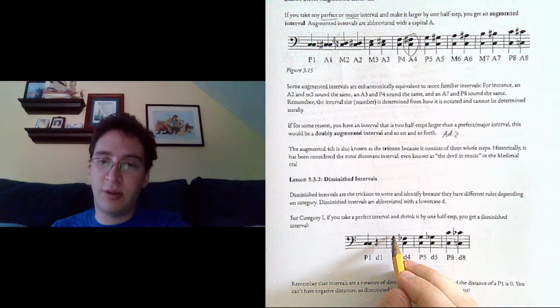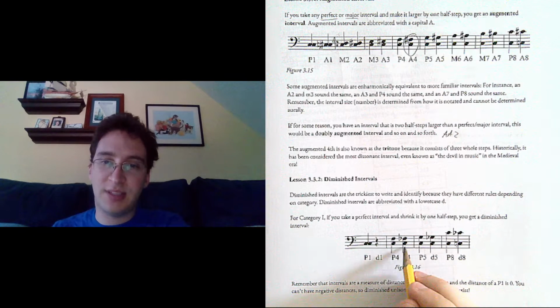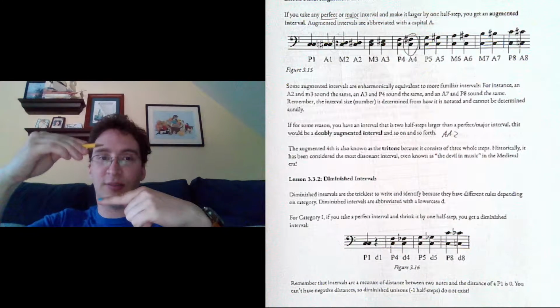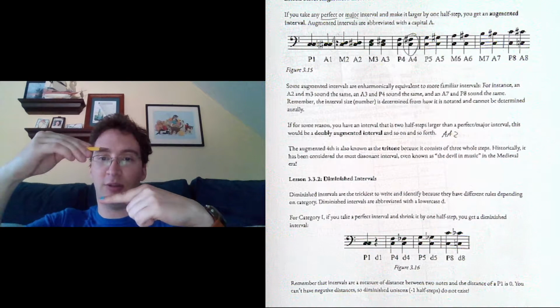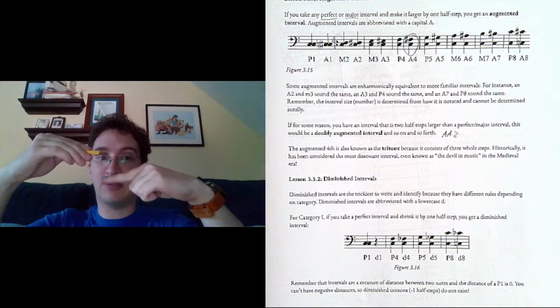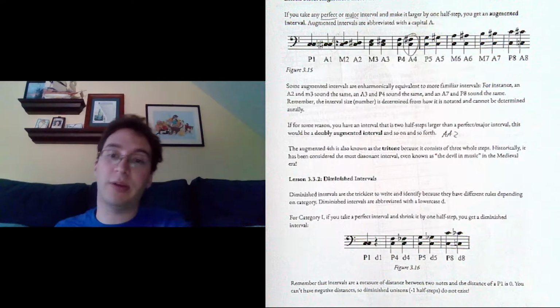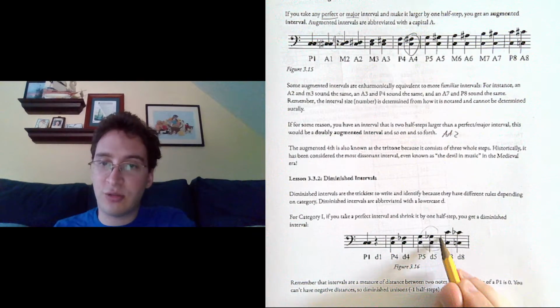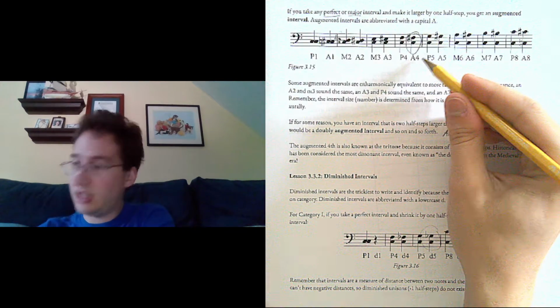So perfect fourth, shrink it by half step, C to F flat, you get a diminished fourth. You could also go the other way. This is bringing the top note down to make it smaller. You could also go C sharp to F, raise the bottom note to make it smaller. Perfect fifth to diminished fifth, and this is also a tritone. This is enharmonically equivalent.